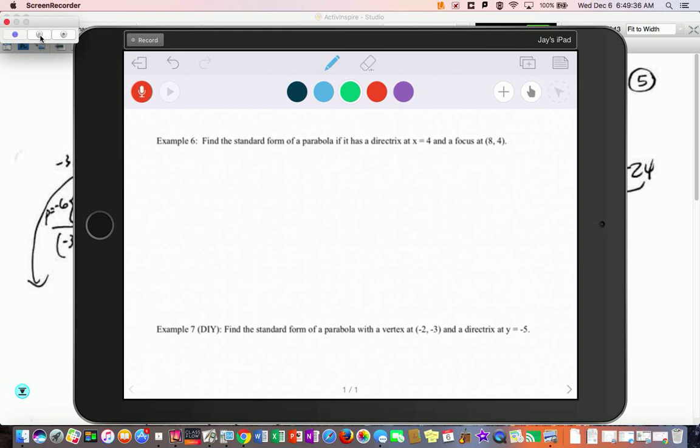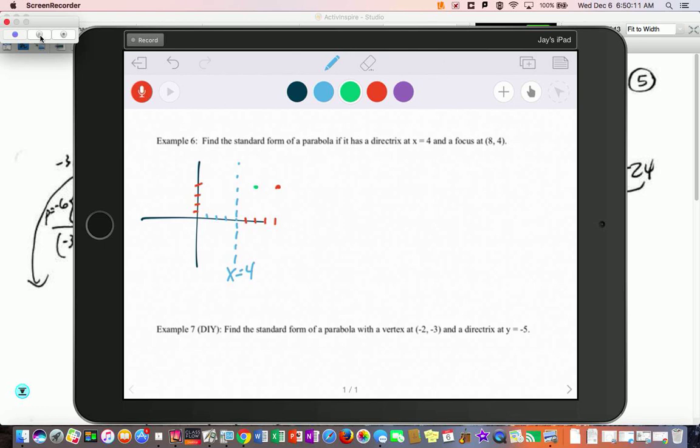Same thing. What information are they giving us? So draw an x and y axis. At x equals 4, they're telling me I have what is called the directrix. And the focus is at 8, 4. So if the focus is there, my vertex would be halfway between those 2 points, or between the directrix and the focus.